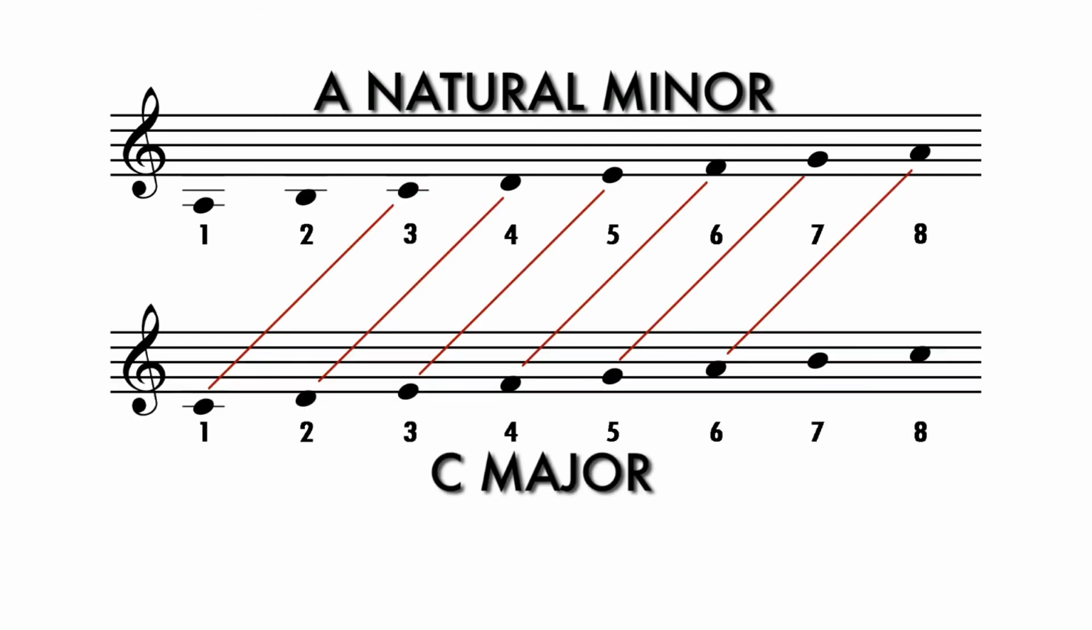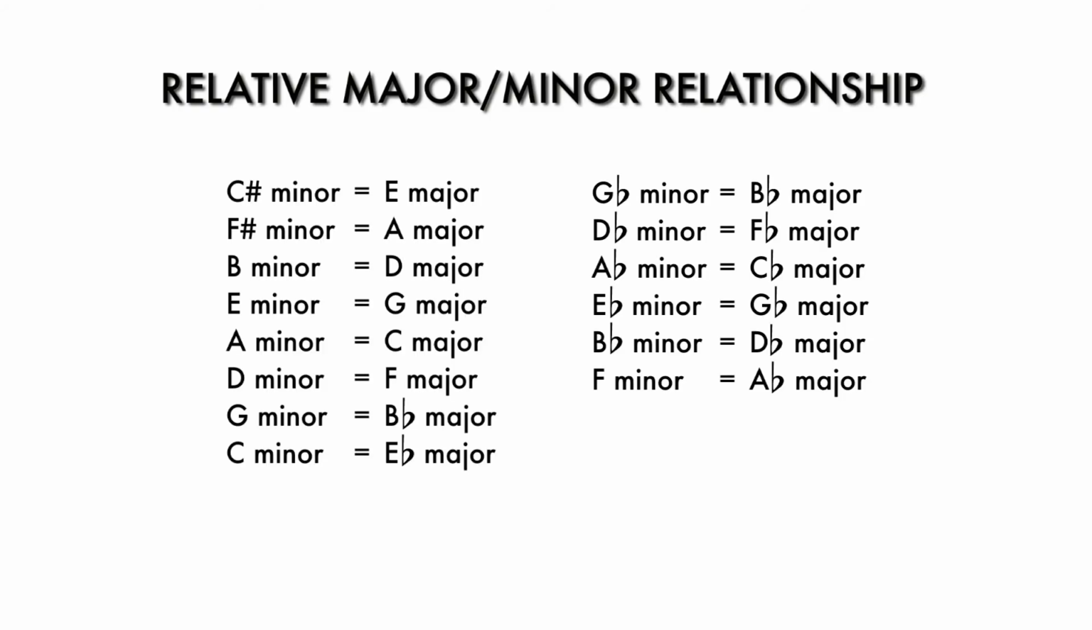You will also see that the natural minor scale uses the same notes as a major scale, except that it begins on the 6th scale degree. This relation between the natural minor and the major scale is known as the relative minor. Here is a table that illustrates the relative minors of their respective major scales.